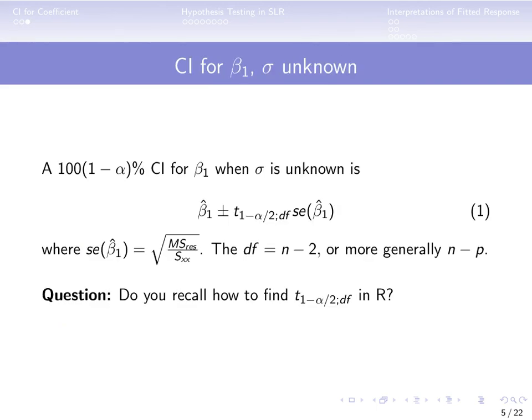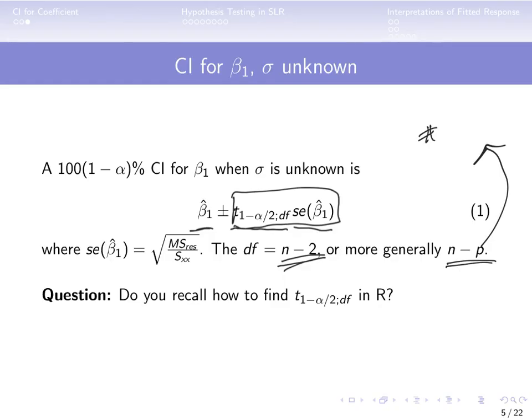So the confidence interval is given over here. I kind of just wrote that in the previous slide. So that's the estimate, that's the multiplier, and that's the standard error, and collectively, that's the margin of error. Degrees of freedom in simple linear regression is n-2. It's actually given by n-p more generally speaking, where p denotes the number of parameters in the model, right? So in simple linear regression, we have 2 parameters, because we have beta 0 and beta 1 in our regression equation.